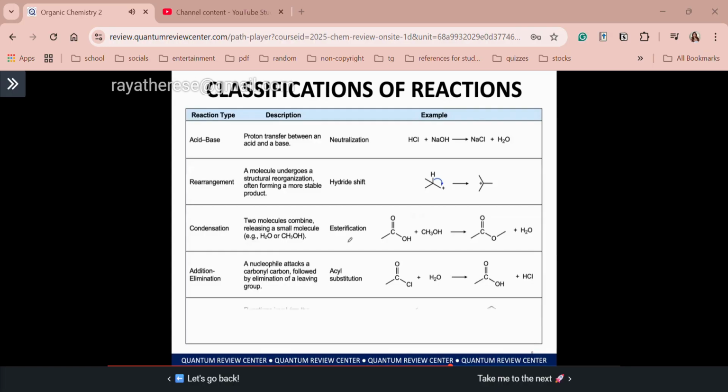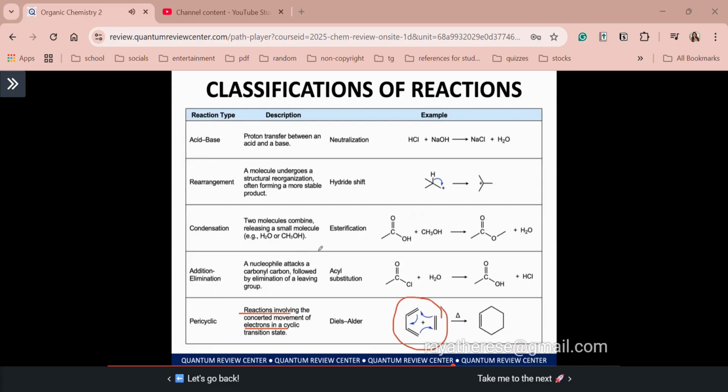All right? So for our next reaction type, we have pericyclic. Class, for pericyclic, usually we use two different molecules. This is a concerted reaction, meaning simultaneous arrow-pushing mechanisms between the two molecules. Again, this is a reaction that involves a concerted step wherein electrons move in a cyclic transition state. As you can see here, this is a typical Diels-Alder reaction.